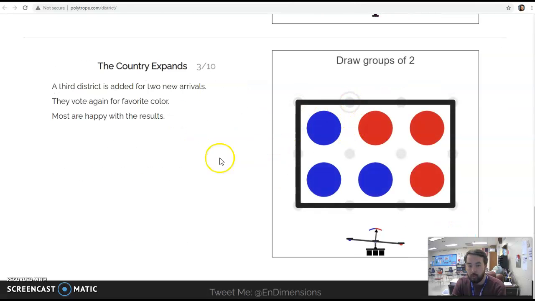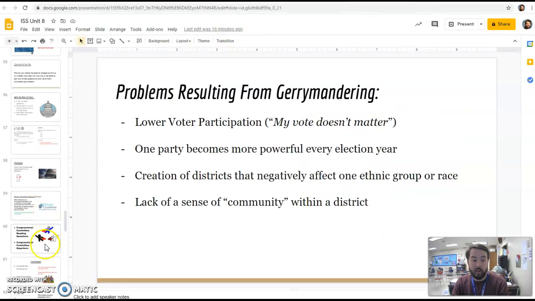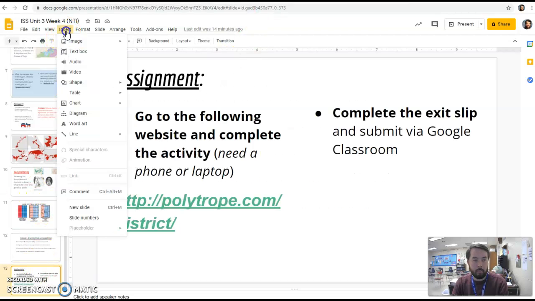Now, it'll get more difficult as we go, and it's almost like a puzzle to redistrict here with these dots. And again, if you do one and it won't let you move on, you can just go like this and bring it back. But we are going to be completing this interactive activity, and then you will submit your exit slip into Google Classroom.